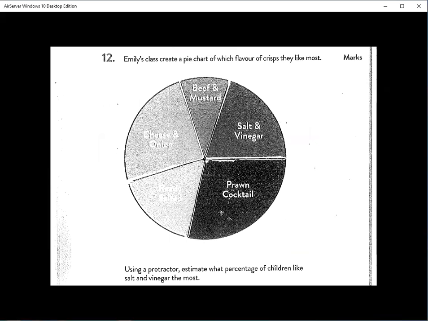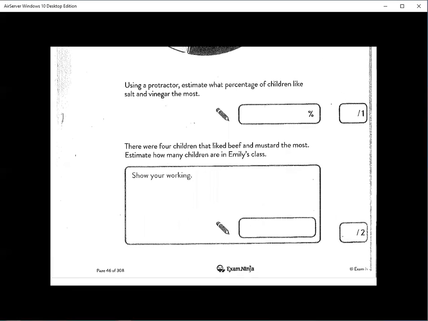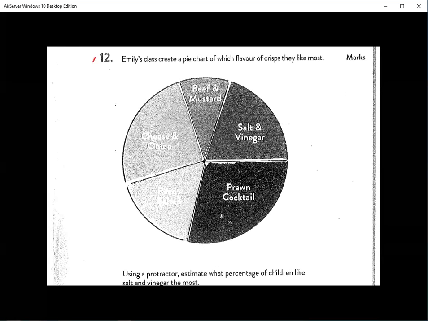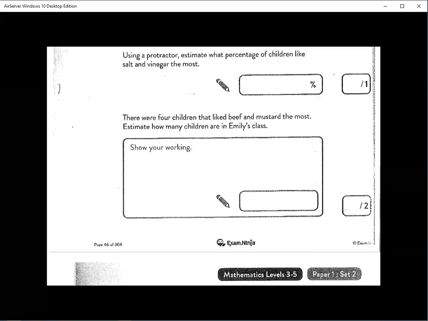Read number 12. For this one, we don't have a protractor. So that's going to be a little bit harder. It says, using a protractor, estimate what percent of children like salt and vinegar the most. If you had a protractor at home and were able to do that question, put your hands up. Okay, no hands. I don't have a protractor that I can use on screen either, so we're going to skip that question for now.